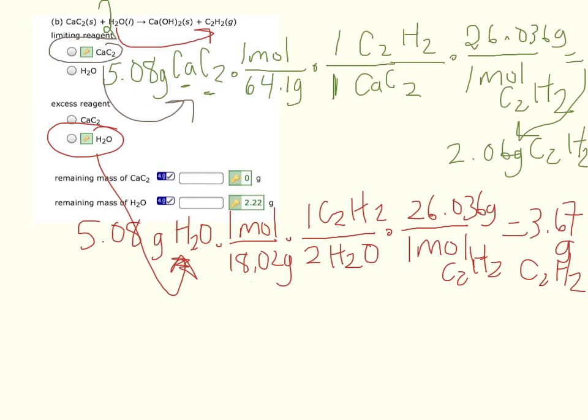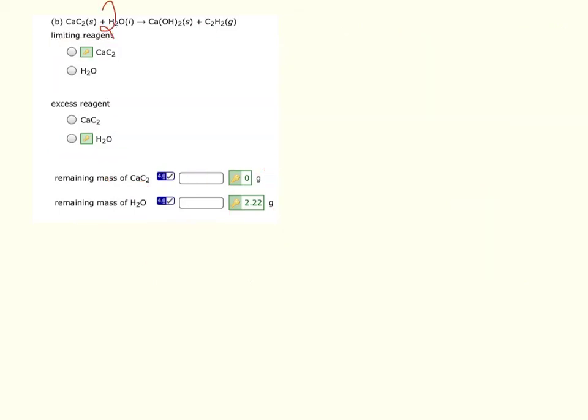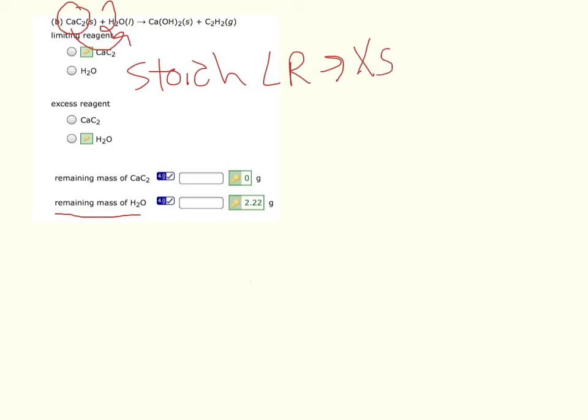Now we have to figure out how to find how much water is left over. So if CaC2 is the one that is the limiting reactant, you're going to have 0 grams left over. That's why that answer 0 is there. To find the remaining mass of water, we have to do stoichiometry from the limiting reactant to the excess reactant. And let's do that to begin with. So again, we'll start with 5.08 grams of the CaC2 because that's what was given in the problem.